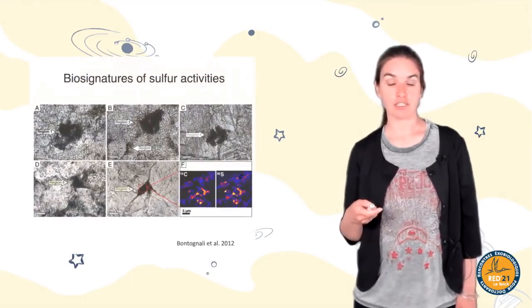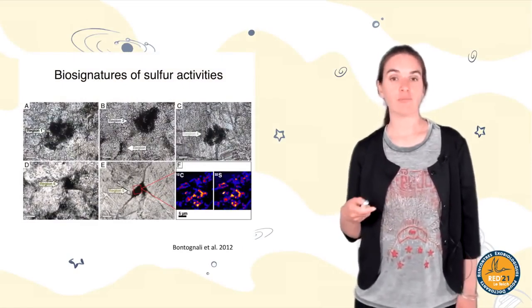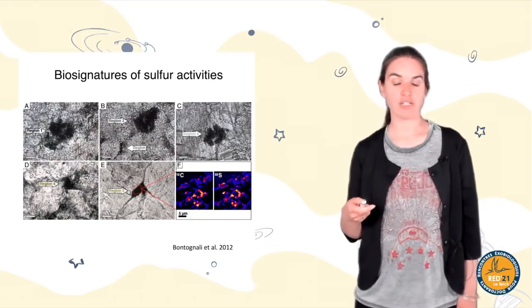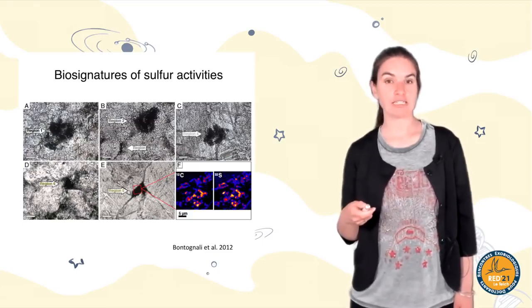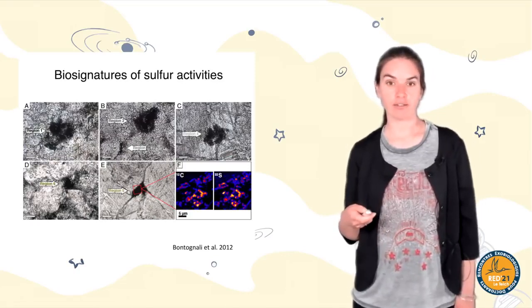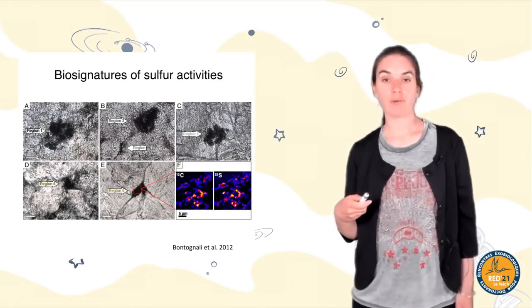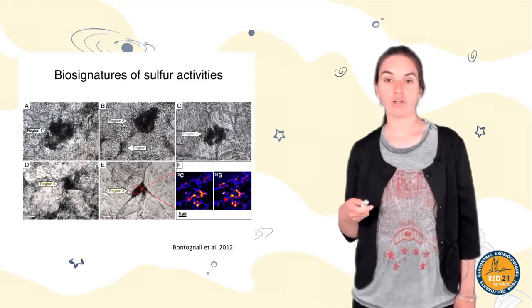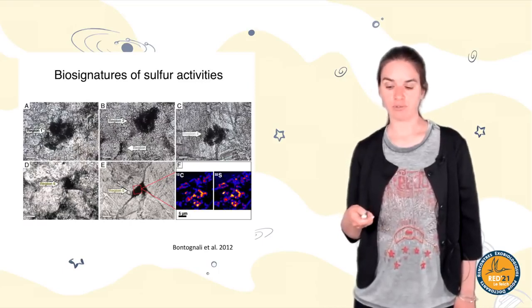And in this paper, they show that we already have some biologically mediated metabolic activity of the sulfur cycle at 3.5 billion years old in stromatolite. And we know that in modern stromatolite, we have a very strong sulfur biogeochemical cycle too.